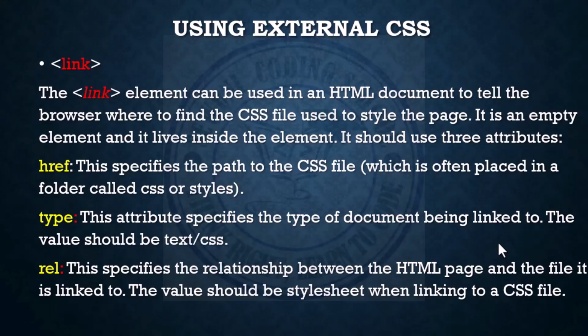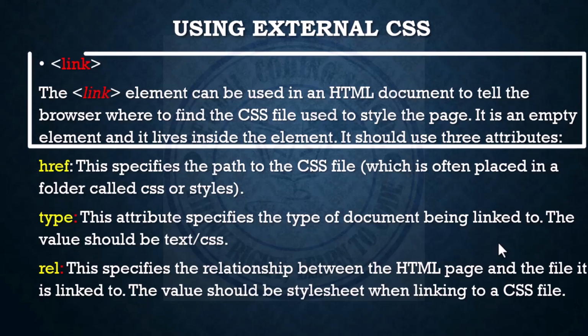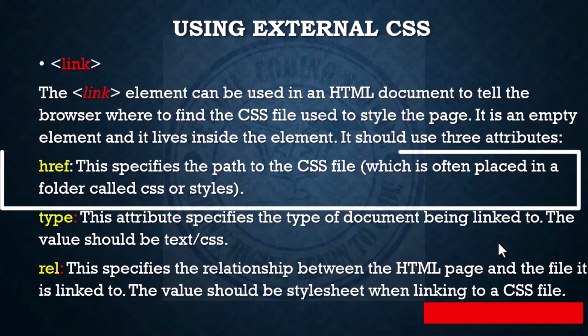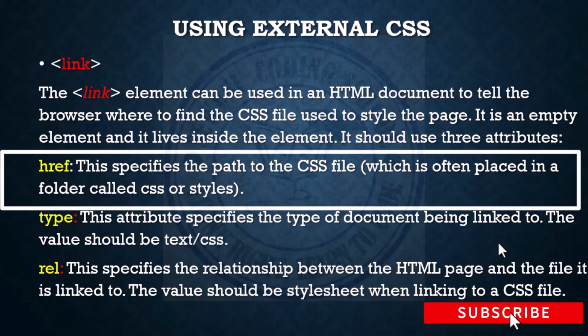Now, using external CSS, you need link. The link element can be used in an HTML document to tell the browser where to find it. We use a lot of links in our HTML, so we should understand links by now. Every link should contain 3 attributes: an href, which is hypertext reference, which specifies the folder or the place to find the particular CSS file.